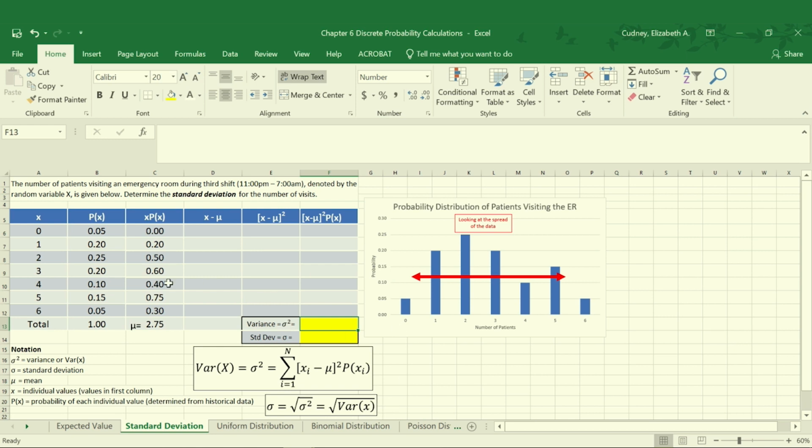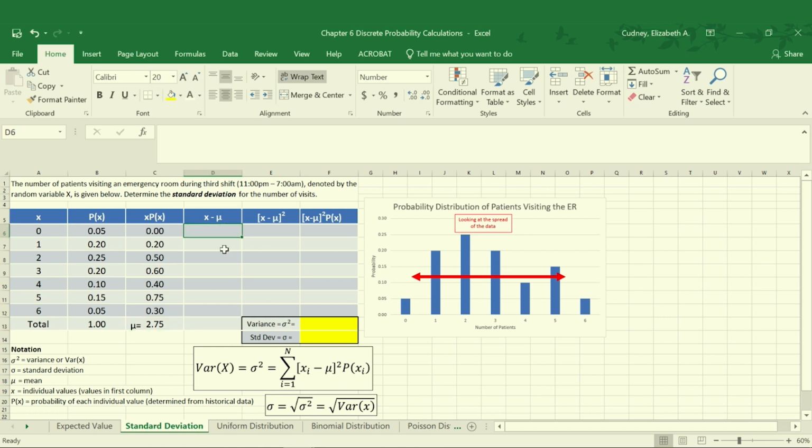So let's take a look at our emergency room example. We had information on the number of patients that are visiting the ER during third shift. We know the probability of each occurring. We can calculate our expected value by taking our random variable, the number of patients, multiplied by the probability of each occurring, and then summing that value. Using our expected value, then, we can calculate our variance and then subsequently our standard deviation.